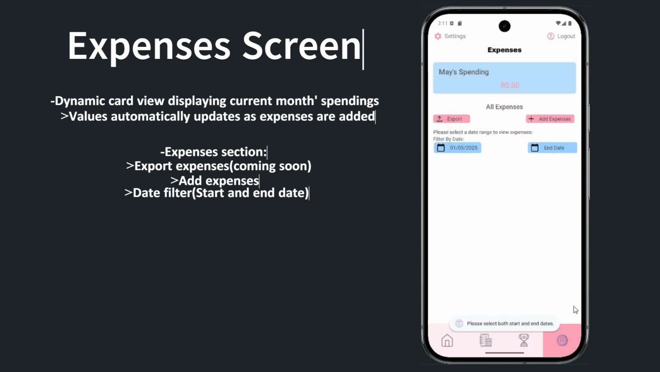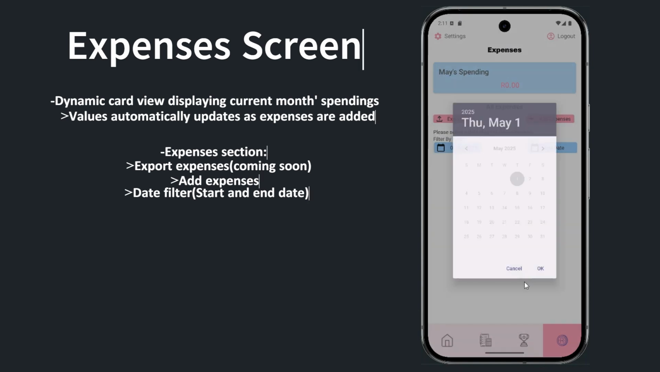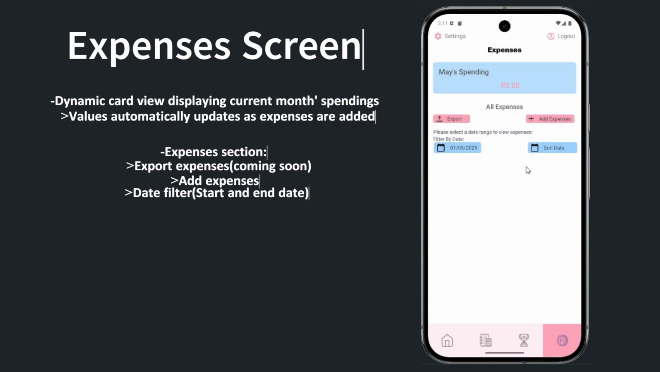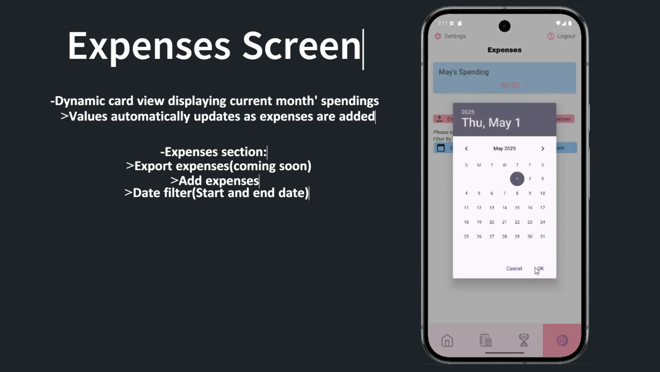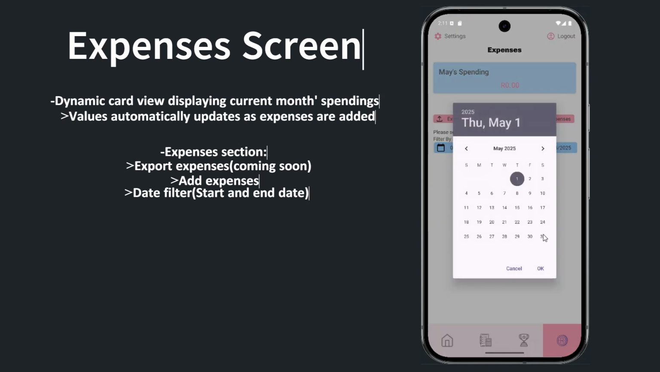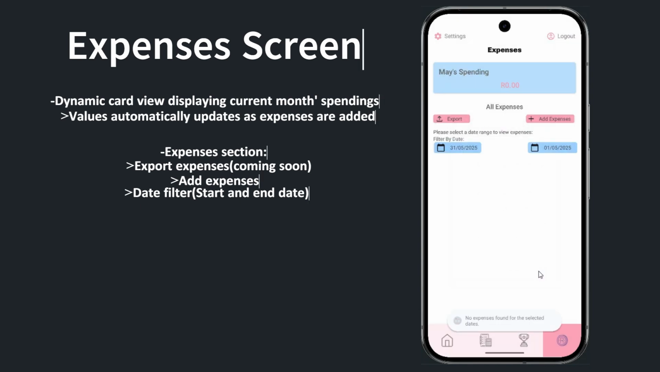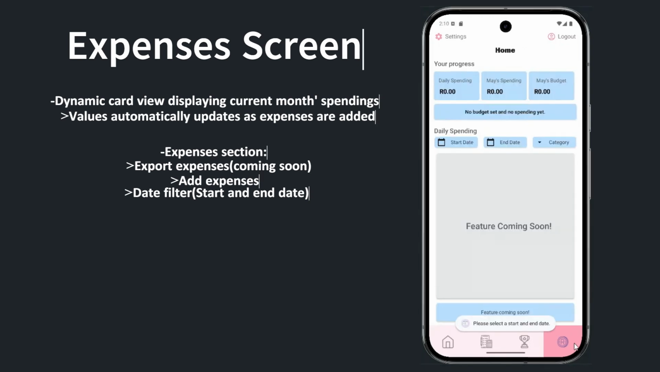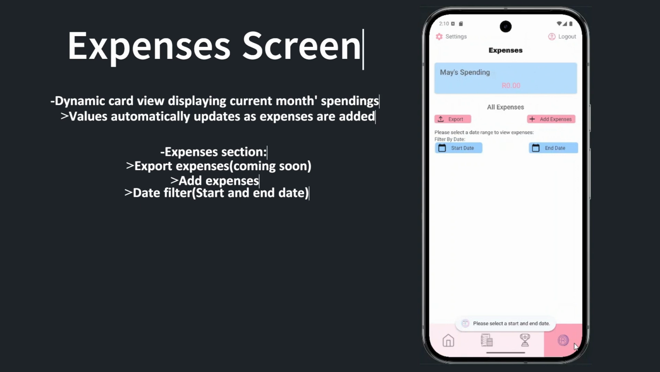If a user selects only one date, for example just the start date or just the end date, a toast message will appear stating that both dates must be selected to view the expenses. If the user selects a start date after the end date, a toast message will appear to notify the user that there are no expenses within that range. Additionally, when users first load the expense page, a toast message prompts the user to select the date range before being able to view any expenses.